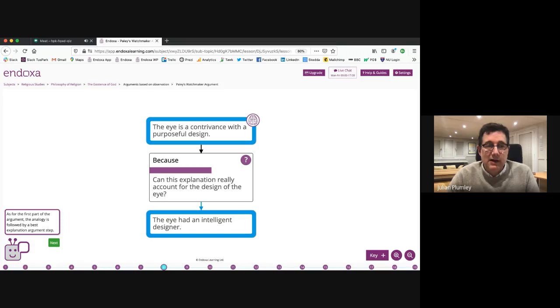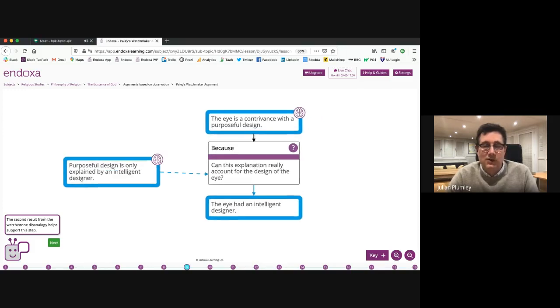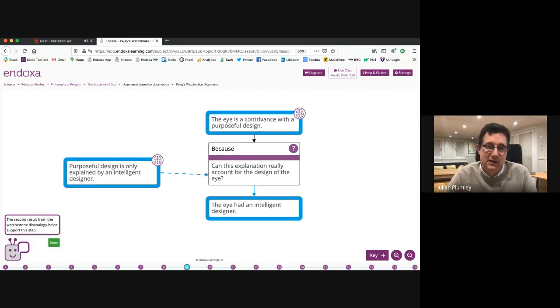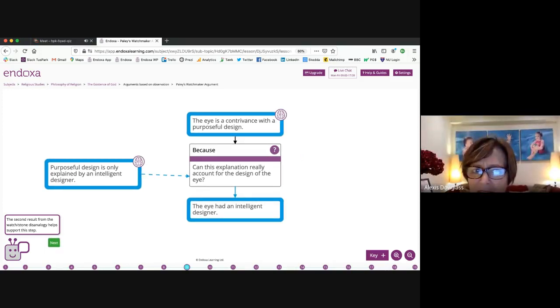And if we just go one step forwards, now you see why he went to the trouble of comparing the stone and the watch. It was to get this statement here, that purposeful design is only explained by an intelligent designer. And that strengthens this step. And does anybody disagree with that?